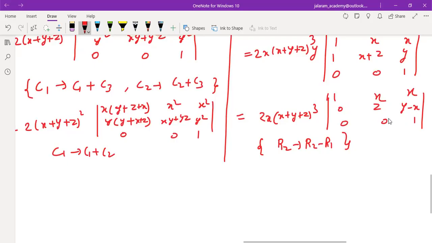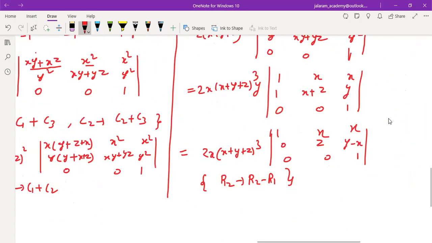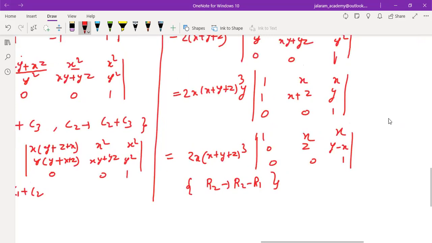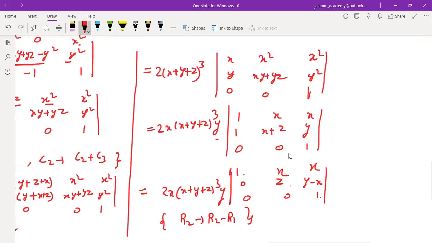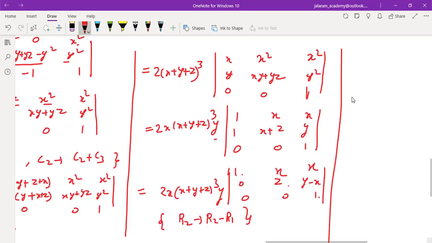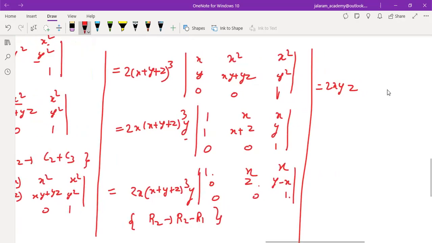So its value will be obtained by multiplying all the elements of the principal diagonal. 1 into z into 1, that is z only. 2xy is already there, y from the previous step. So it is then 2xyz into (x plus y plus z) whole cube.